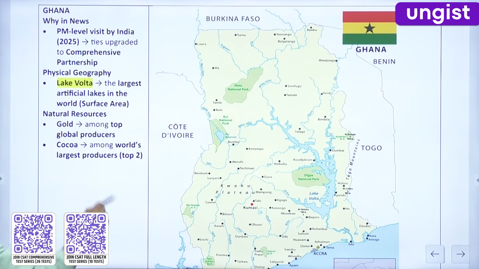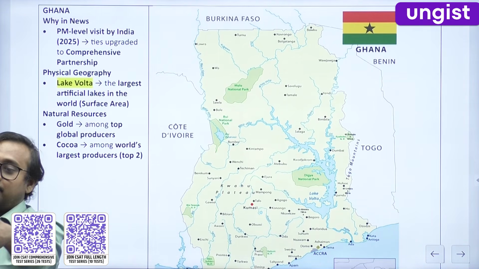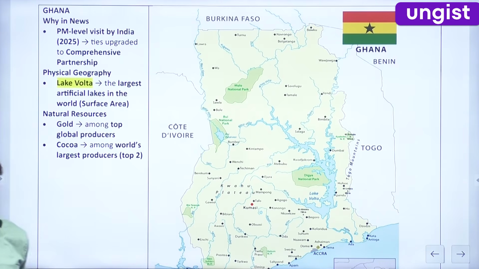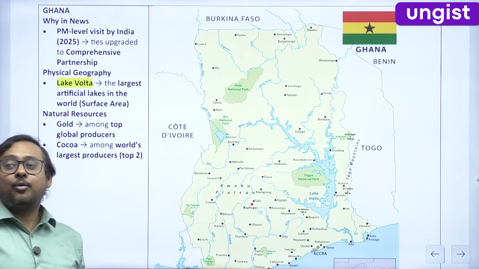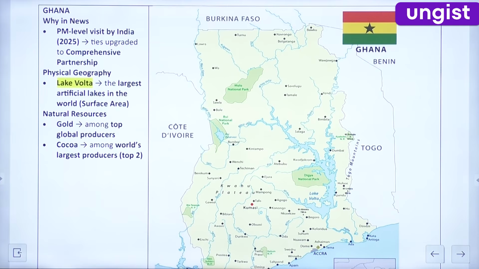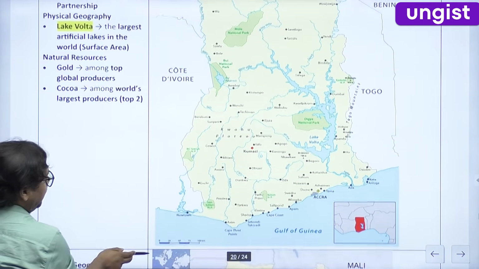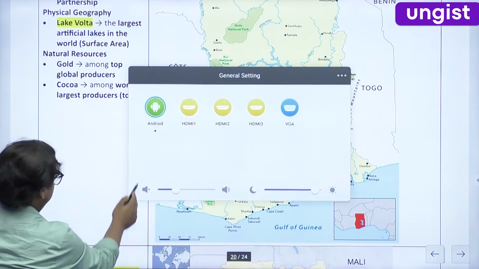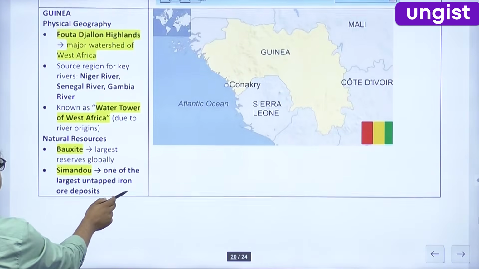Prelims, what will they ask? They will ask Lake Volta, artificial lake, by surface area. By volume, which is it? Kariba, right. And gold, among the top gold producers. And when I gave you the homework of Gold Coast, it's related to this. Okay. We'll move on to the next one.